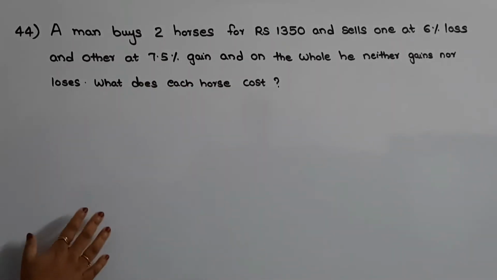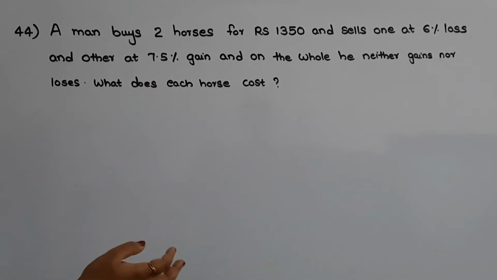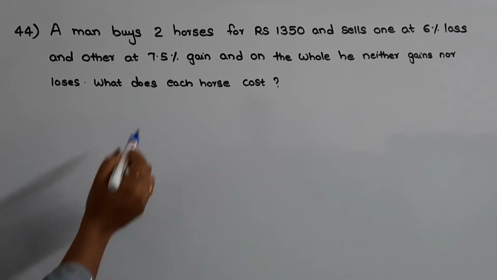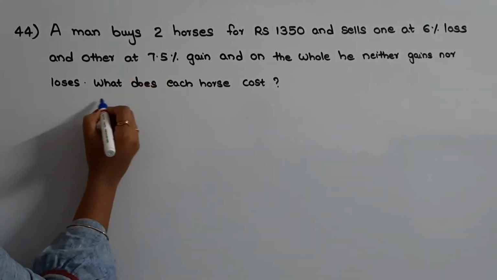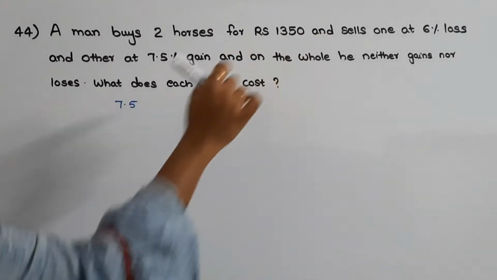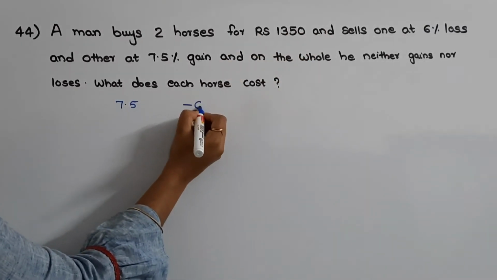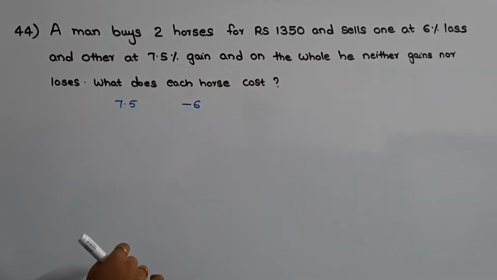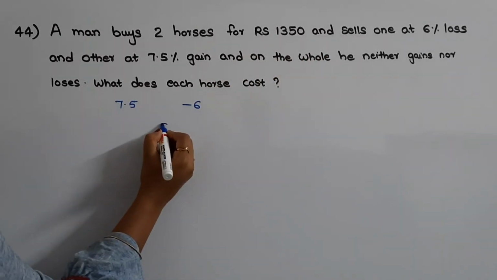So this question also we are doing by the alligation method. Let us consider the profit part first. So the profit percentage is 7.5, that we need to write here. Then the loss percentage is 6. So here we need to write minus 6. On the whole, he neither gains nor loses, so we need to take the percentage as 0.